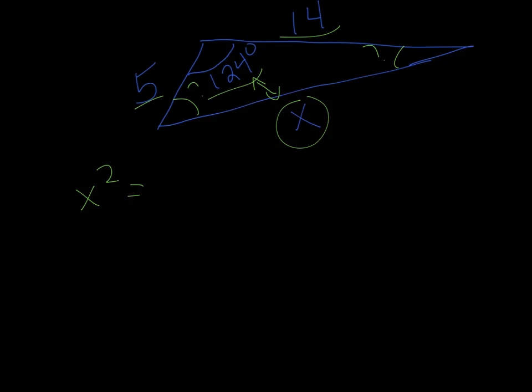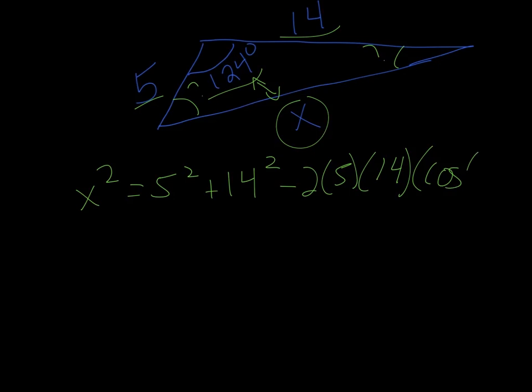So what I do is I say x squared is equal to 5 squared plus 14 squared minus 2 times 5 times 14 times the cosine of 124 degrees. Just using the formula, just plugging the things into the right spots. X would be our A, 5 would be our B, and 14 would be our little c. Okay, we just simplify this down a little bit.